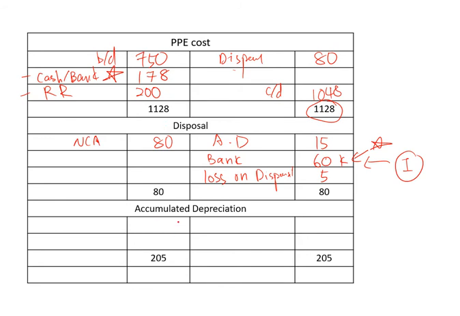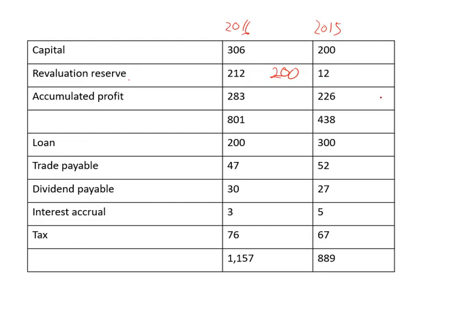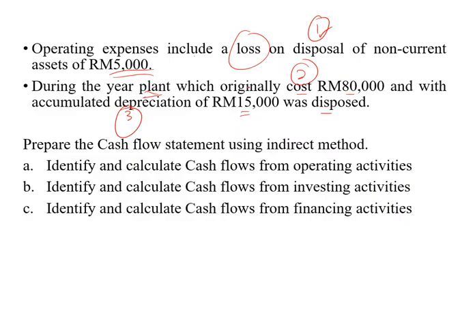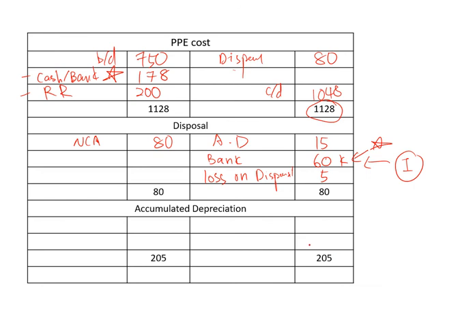Okay. Now accumulated depreciation, according to your questions, initially you have 120, closing you have 190, right? Then during the year, disposal is 15. So initially, closing, disposal, how much? 15, right? So here you have your balancing figure. How much is this? Okay now guys? You need the depreciation figure for what?